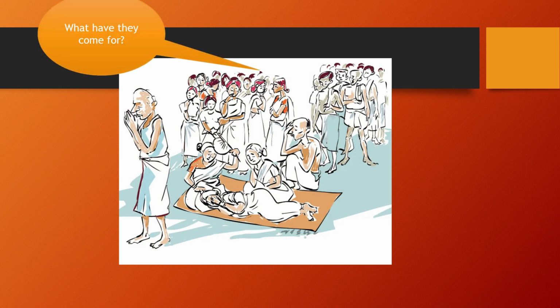Here is a picture for you. You can see a big crowd in this picture. Some women are there. Some men are also seen here. What have they come for? What have they come for?